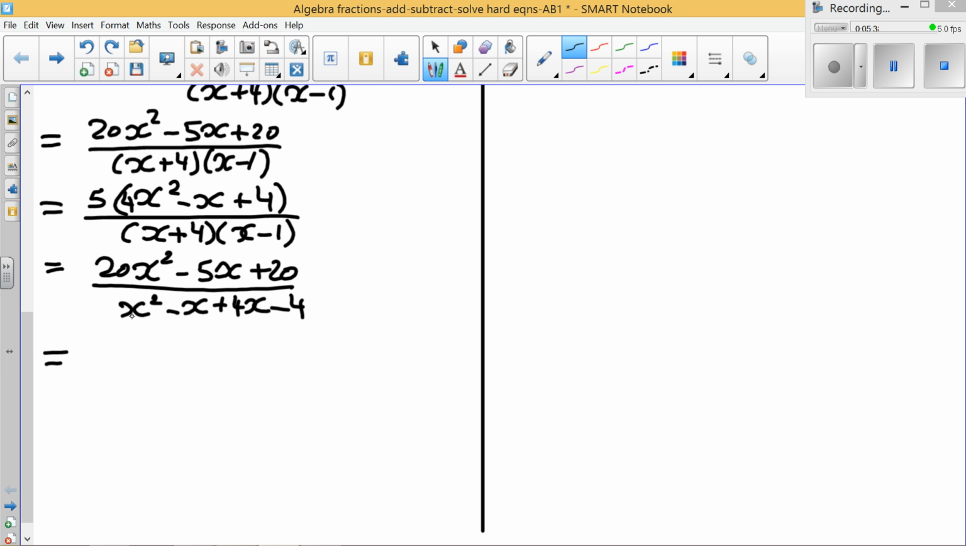Collecting the terms in the denominator, the numerator stays the same, 20x squared minus 5x plus 20 over x squared minus x plus 4x is plus 3x and minus 4. And we're done.